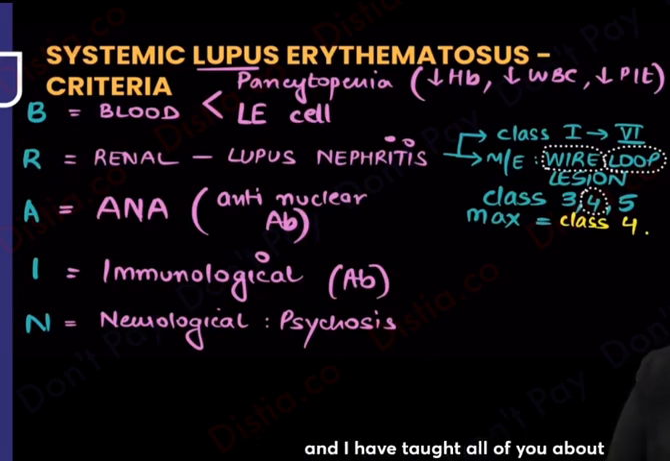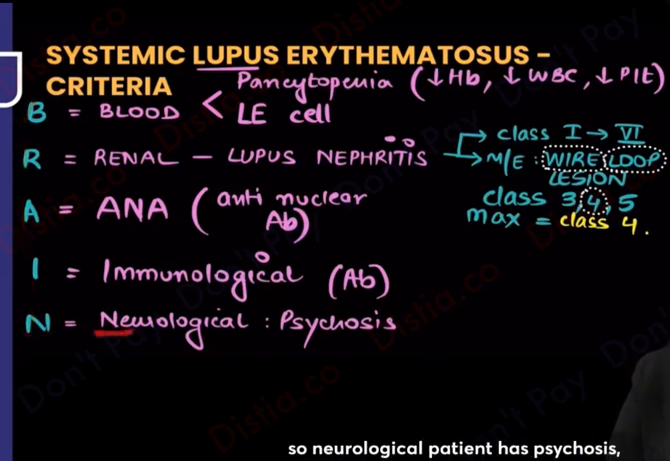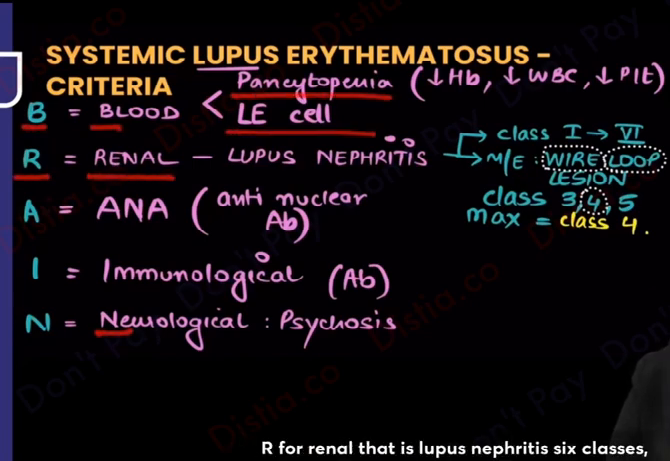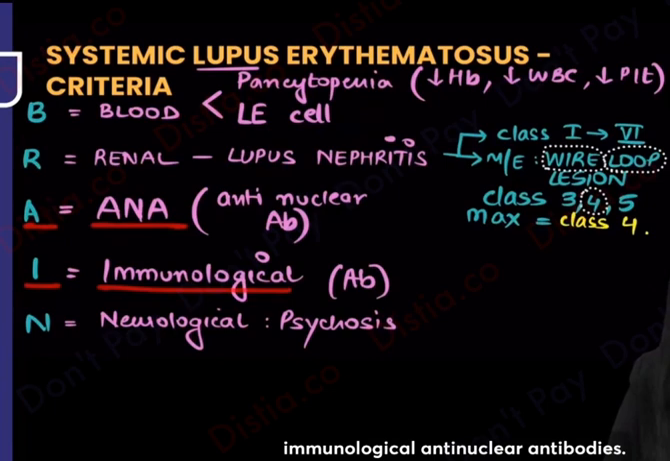So I have to talk about all these antibodies, but before that, I think I have at least made my way through and I have taught all of you about MD SOAP BRAIN. So brain mein kya tha? Firstly, brain ends with N, so neurological, patient has psychosis. B for blood, patient has pancytopenia and LE cell. R for renal, that is lupus nephritis, 6 classes. I for all antibodies, immunological, anti-nuclear antibody.